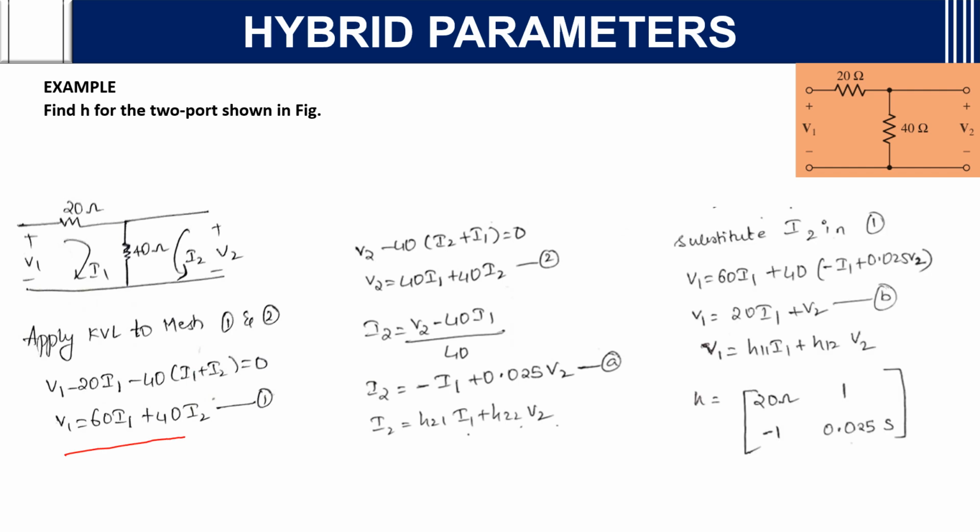then V1 is equal to 60 I1 plus 40 times I2, which is minus I1 plus 0.025 V2. So V1 is equal to 20 I1 plus V2. So you will get H11 as 20 and H12 as 1. If you write these parameters in matrix form, it looks like this: 20 ohms, 1, minus 1 and 0.025 Siemens as the H parameters.